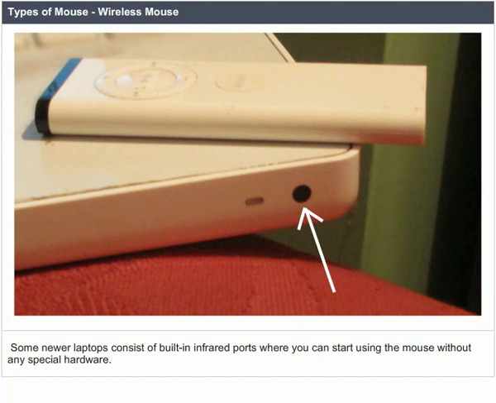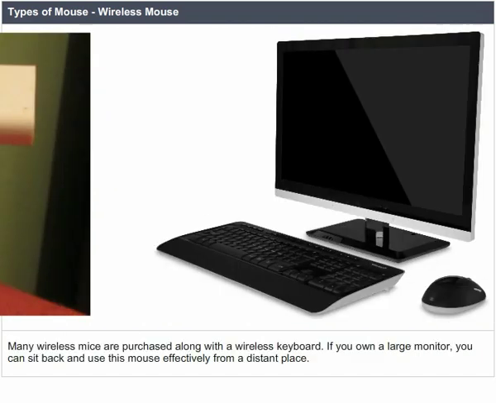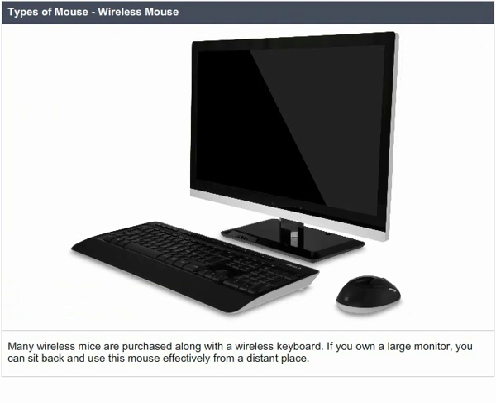You will normally be able to start using your brand new mouse in the first minutes. Wireless mouses are optical, offering easy movement. Many wireless mouses are purchased along with a wireless keyboard. If you own a large monitor, you can sit back and use this mouse effectively from a distant place.